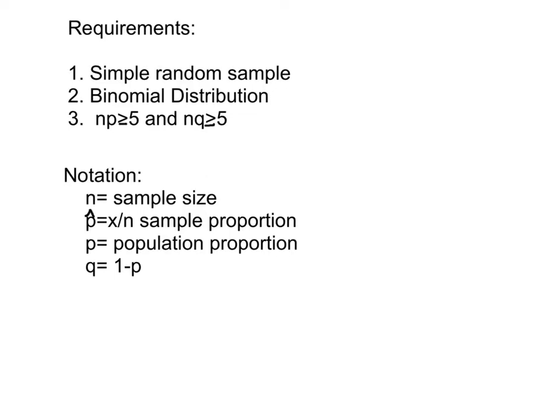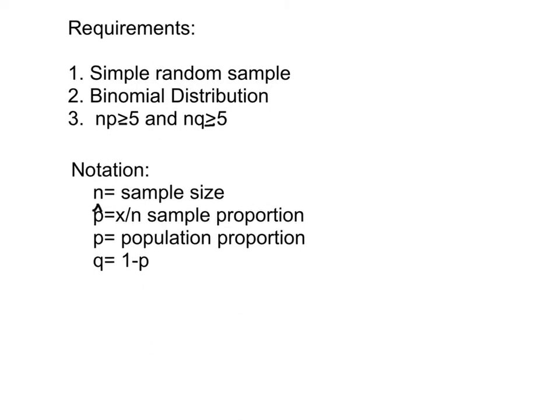And when these requirements are satisfied, the binomial distribution of a sample proportion can be approximated by a normal distribution, where the mean is equal to the sample size, n, times the population proportion, and the standard deviation is equal to the square root of the sample size times p and 1 minus p, which is q.